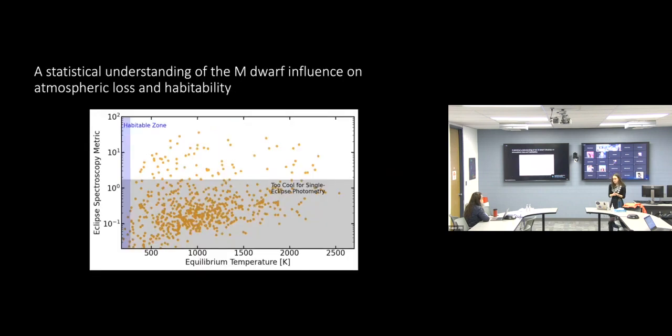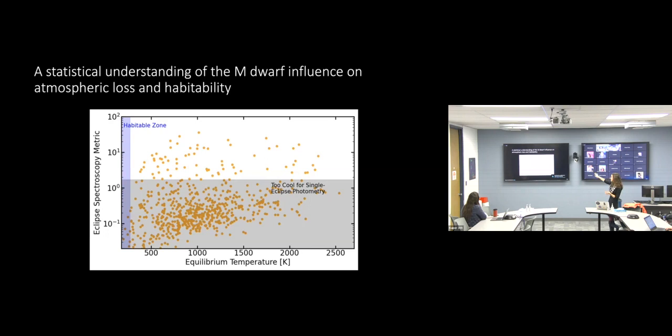And more broadly, this technique can give us a statistical understanding of the influence of M-dwarfs on atmospheric loss and terrestrial planet habitability. In this plot, I'm showing all of the known rocky planets with those orange dots, sorted by their equilibrium temperature on the x-axis and the eclipse spectroscopy metric on the y-axis, which essentially tells you how good of a target these planets are for observing in secondary eclipse.